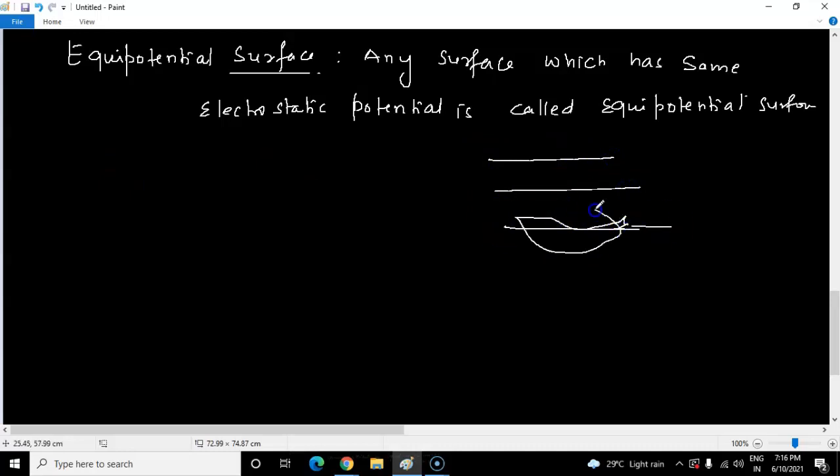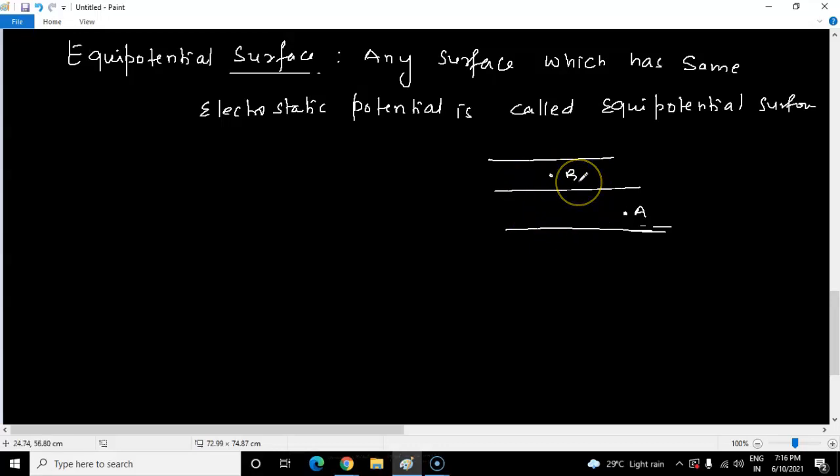Like this one, the equipotential surface is given here. Everywhere the potential is the same. So if you are bringing any test charge from point A to point B or B to A, there is no work done, because at all the points the electric potential is the same.